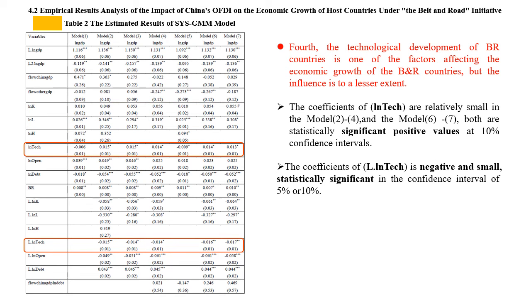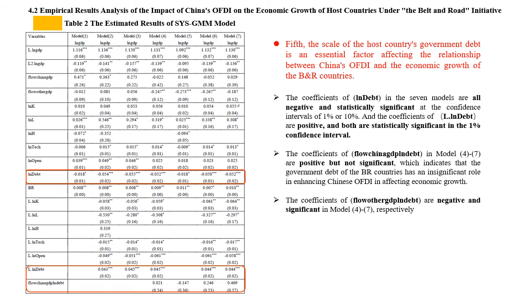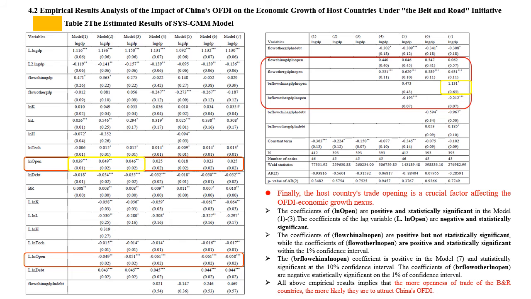Fourth, the technological development of the Belt and Road countries is one of the factors affecting their economic growth, but the influence is to a lesser extent. Fifth, the scale of the host country's government debt is an essential factor affecting the relationship between China's OFDI and the economic growth of the Belt and Road countries. Finally, the host country's trade openness is a crucial factor affecting the OFDI-economic growth nexus. All the above empirical results imply that the more open the Belt and Road countries are to trade, the more likely they are to attract China's OFDI.